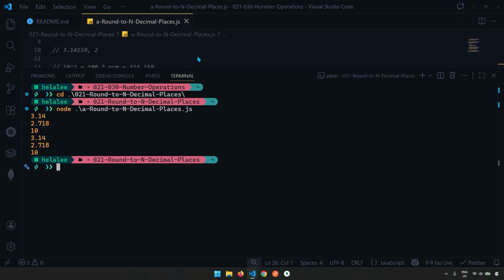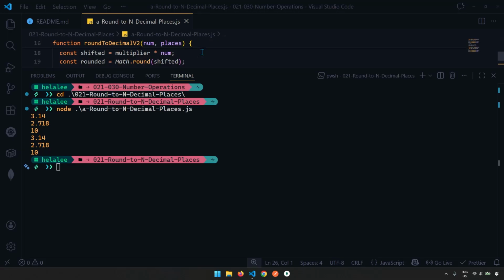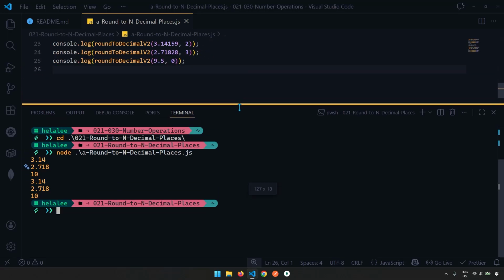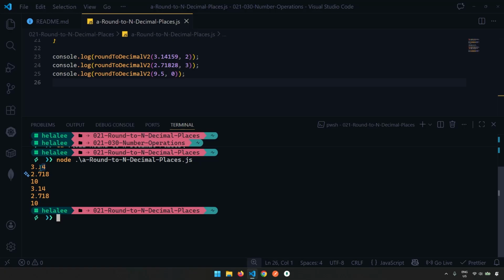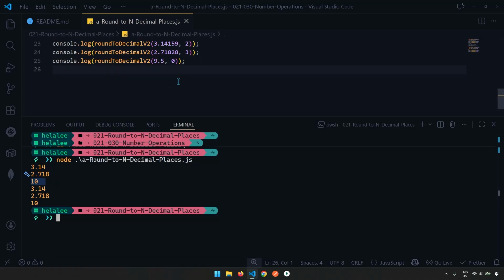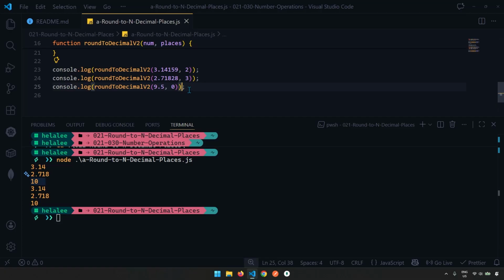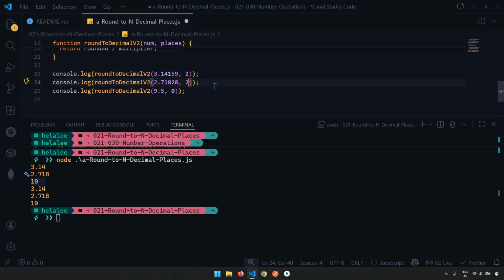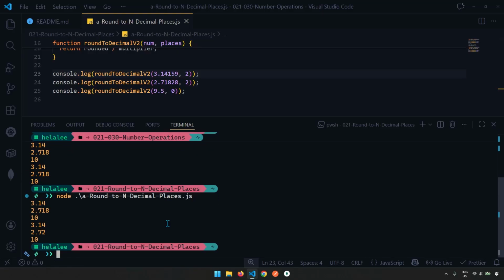So we had our test cases. Let me just bring this down. We had 3.14159. You want 2 decimal places, so that's 3.14. Then you have 2.718 and then 10. Now for the round to decimal v2, I am going to change the decimal places from 3 to 2. This means now we should have 2.72. But that's going to be for the second version of the solution, not the first one. So for the first one, I didn't change the decimal places. That's why it's the same.